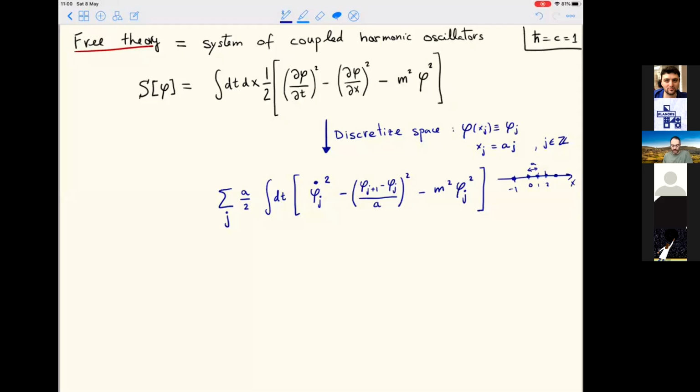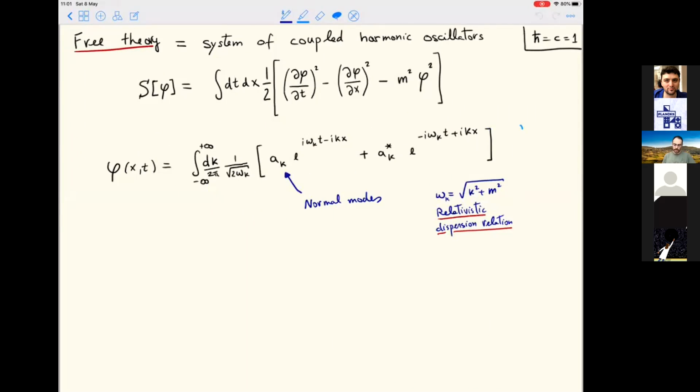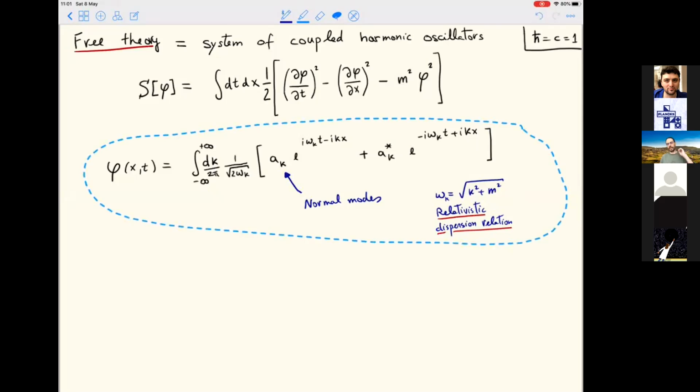But this clearly is just a set of coupled harmonic oscillators, right? Each phi_j is one harmonic oscillator, and they are coupled by this term, because it couples the phi_j with phi_{j+1}. But harmonic oscillators, even if they are coupled, if they are all harmonic, so if the action is fully quadratic, we know how to solve. This is like a system of masses coupled by springs. So we know how to solve this. We just go to normal modes. So this is the expansion in normal modes. This is what you will see in your quantum field theory 1. It is nothing more than the expansion in normal modes of the theory.